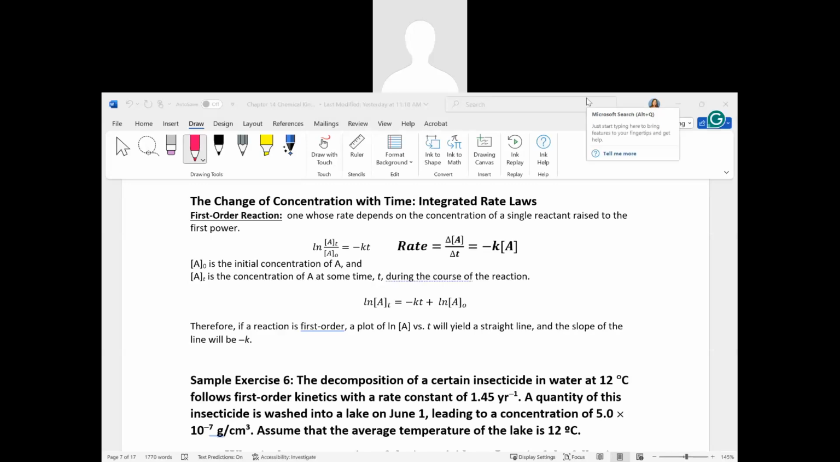The next concept that we'll look at from chapter 14 has to do with the change of concentration over time. And we can calculate this using what's called the integrated rate law. So in the last section, we looked at the order of a reaction with respect to each reactant, and we solved for exponents to determine the order of reactions.